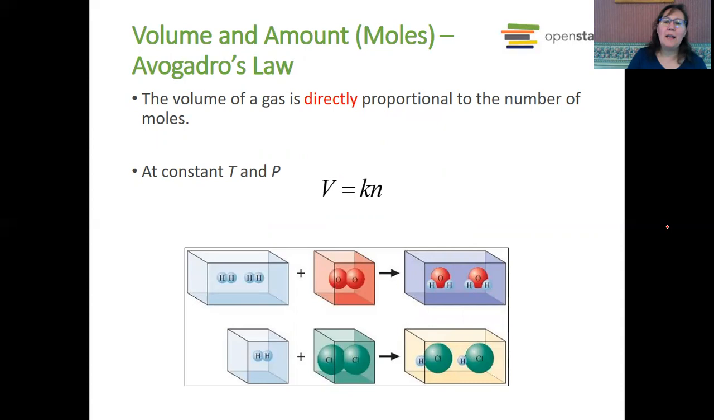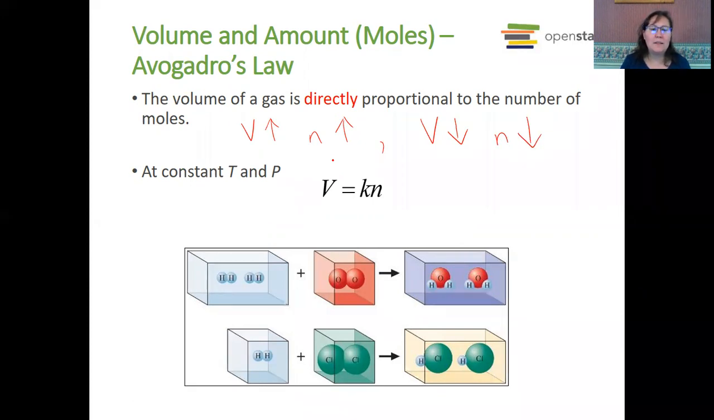The next one that we have here is Avogadro's law. And that says that the volume of a gas is directly proportional to the number of moles. So volume increases as number of moles increase, and volume decreases as number of moles decrease, and it's directly proportional again. So let's take a look real quick at what this means.